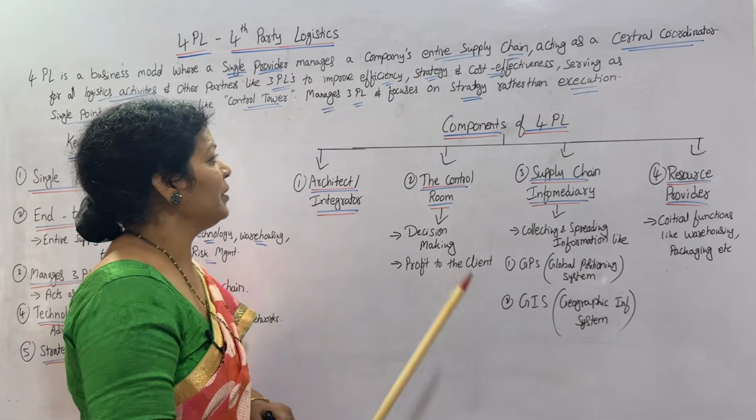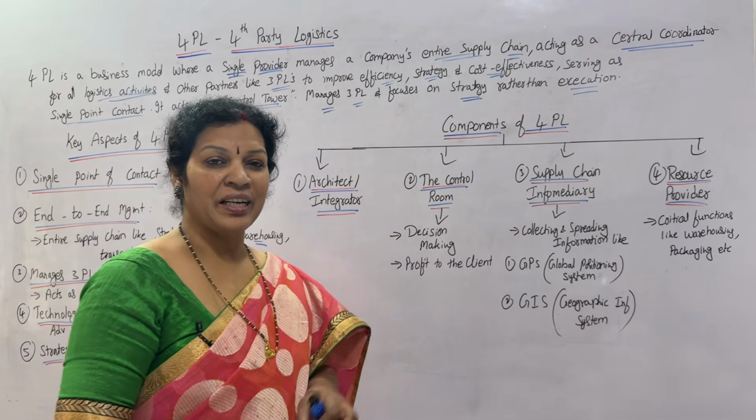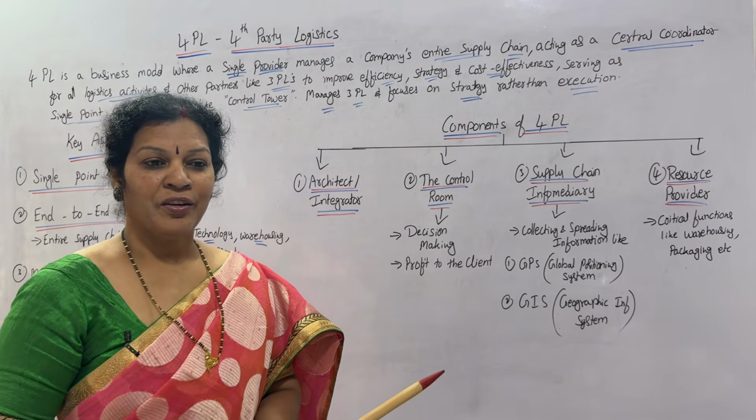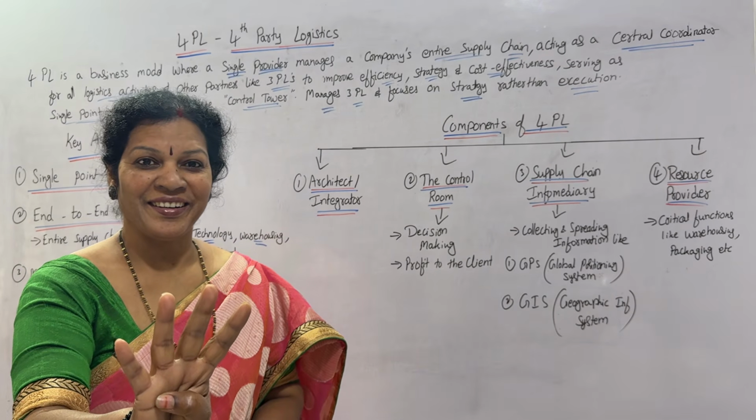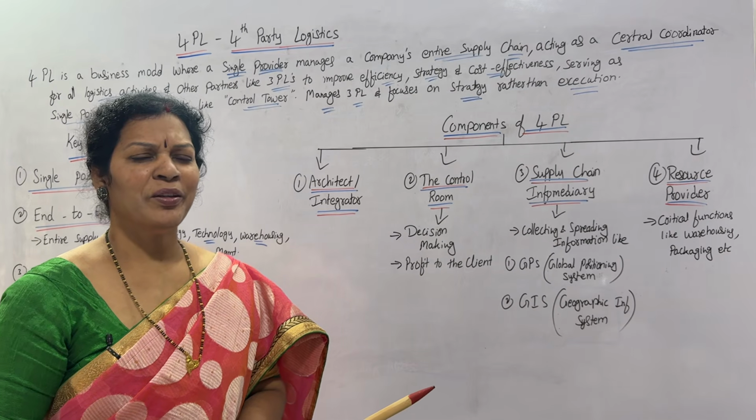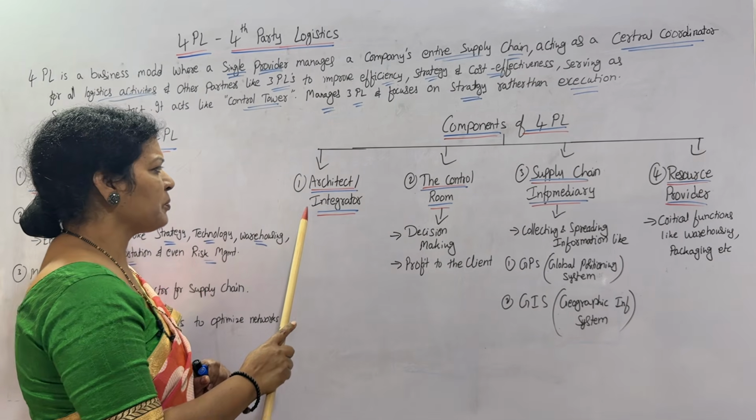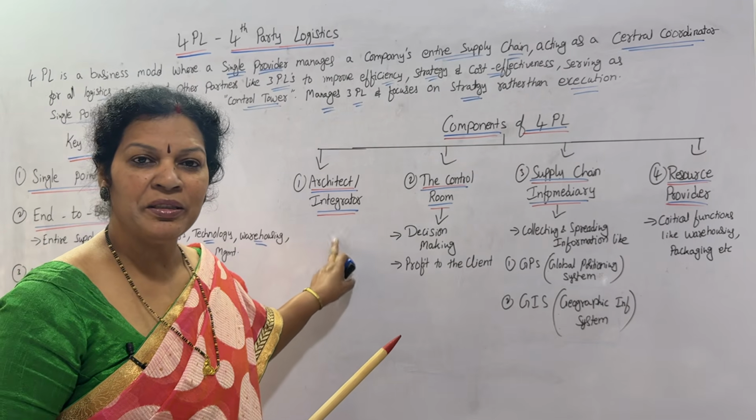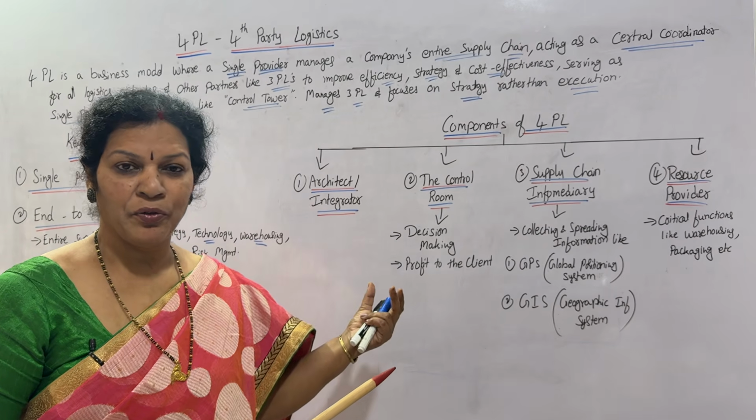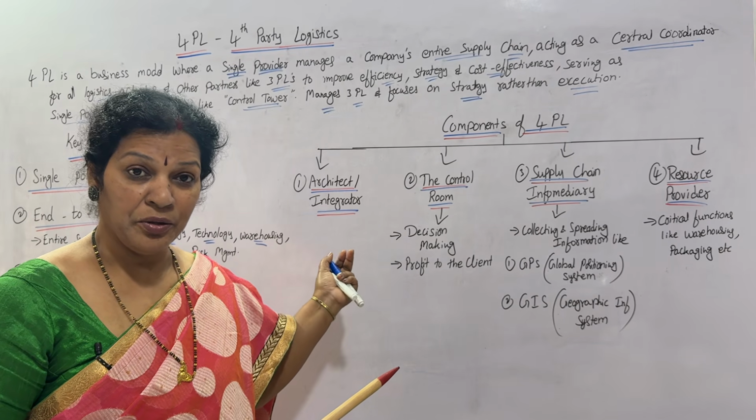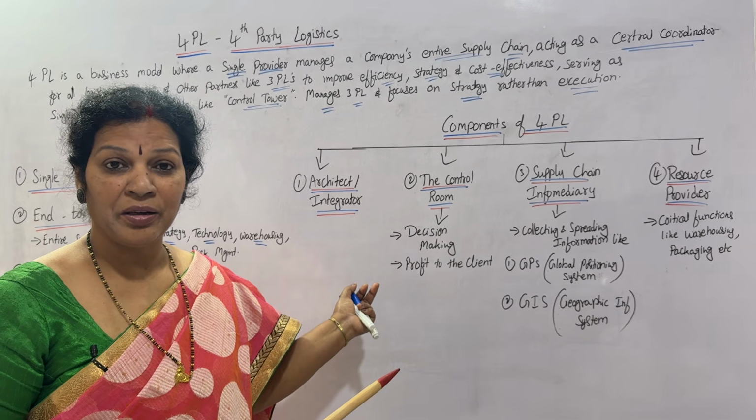Next, what are the main components, what does it contain? Components of 4PL. Four components for 4PL. What are the four components? Easily you can remember. First one is architect integrator. Architect integrator means whenever we are going for 4PL, they are going to take care of the technology and new improvements, whatever is happening in the organization.